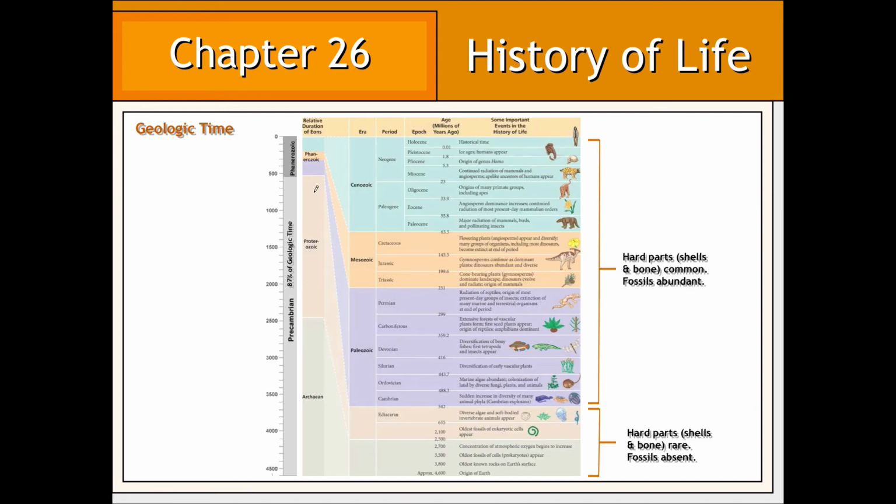As we can see in this geologic timescale, for much of Earth's history, during a period known as the Precambrian, the fossil record is very, very poor. It's only with the evolution of hard parts, such as shells and bones and teeth, that species begin to become more diverse and more evident in the fossil record.